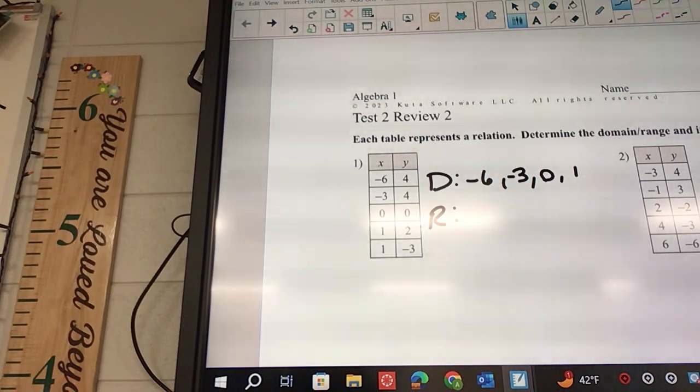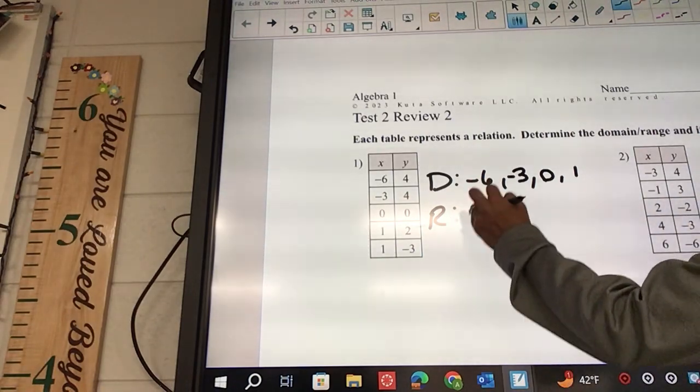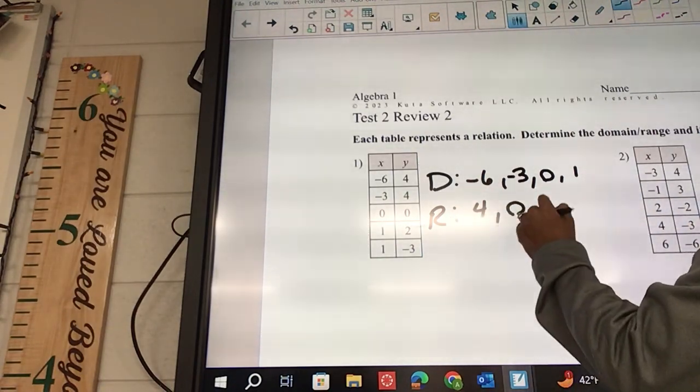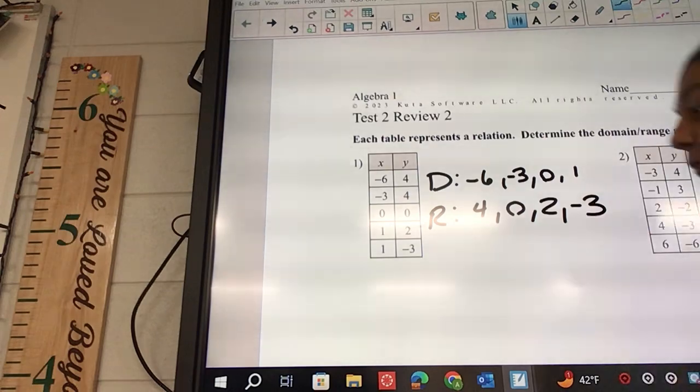Okay, the range, same thing. So there's 2 4s. We're only going to write down 1, 0, 2, and -3.